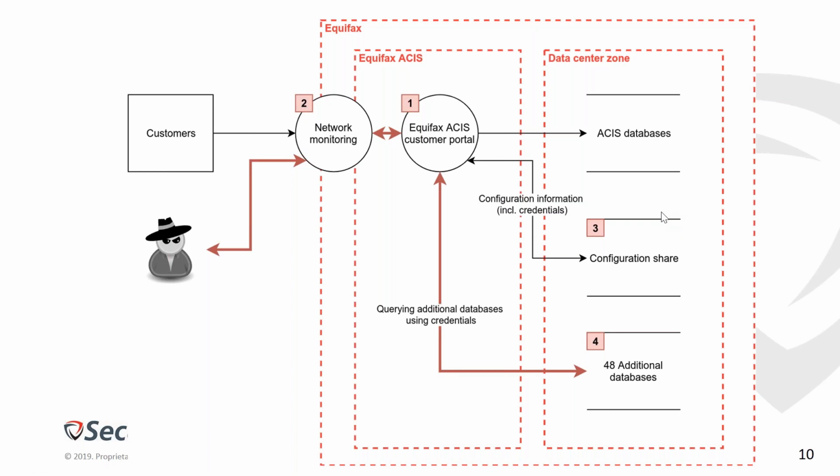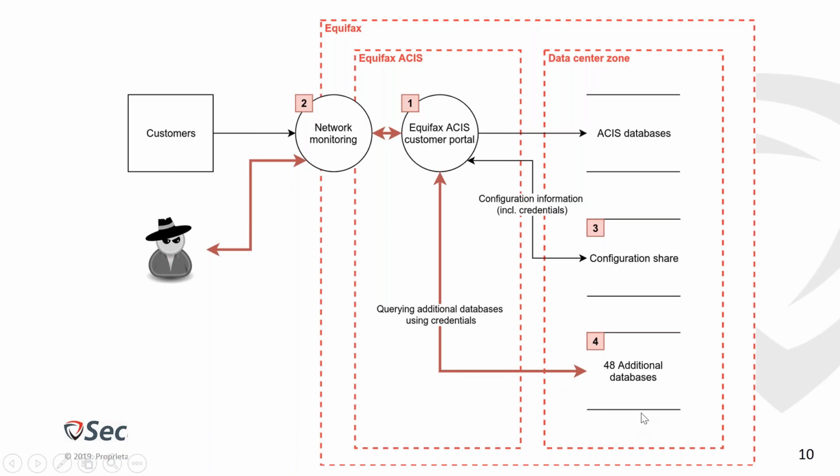Number three was, when this first system was compromised, the attacker was looking into how to elevate their privileges, right? Because this ACIS customer portal did not have all of this information. However, upon analysis of this system, it turned out that the system, for bootstrapping purposes, to make sure it could connect to backend databases like its legitimate ACIS database, was using a configuration share. This configuration share was in the data center zone, but besides just the information of its database that it should reach, it could also reach configuration scripts and configuration files of other systems. That allowed the attacker to obtain this information and to obtain credentials that could be used again to access other databases. That's number four.